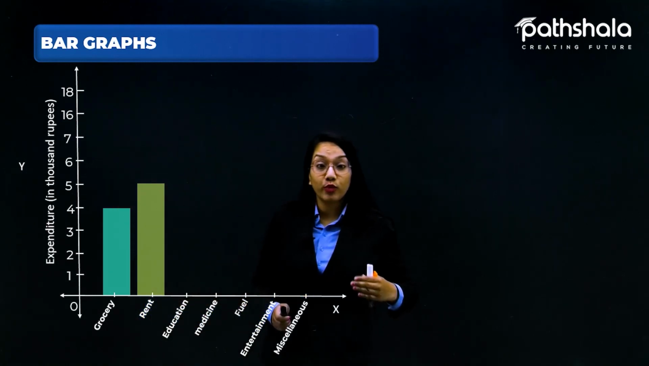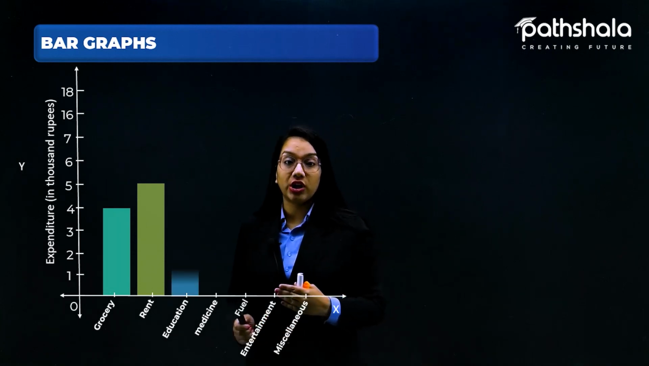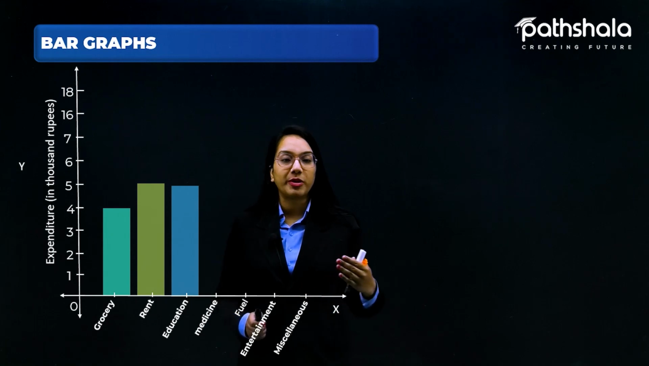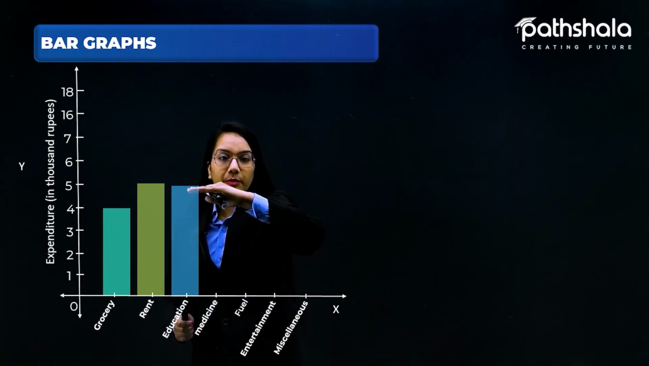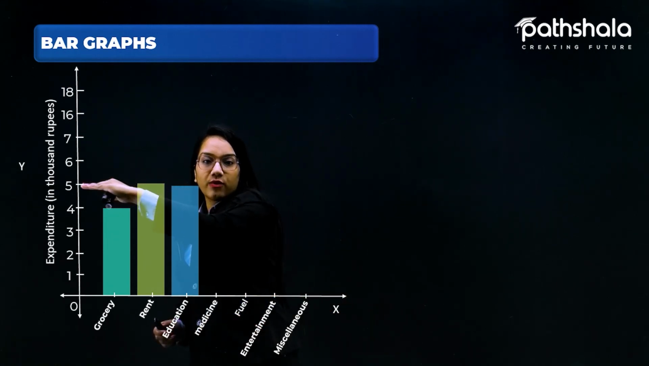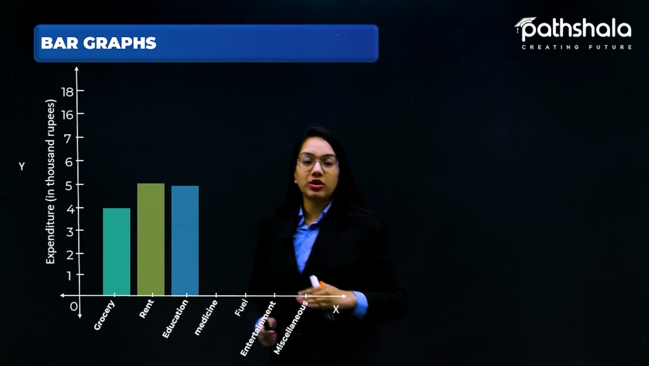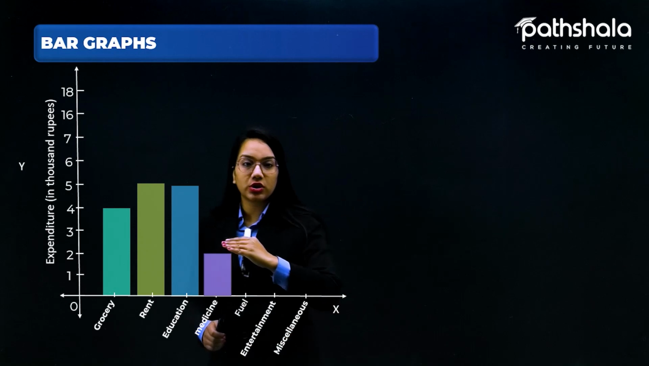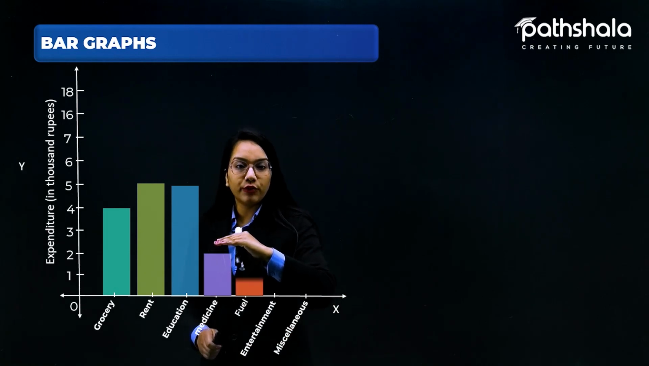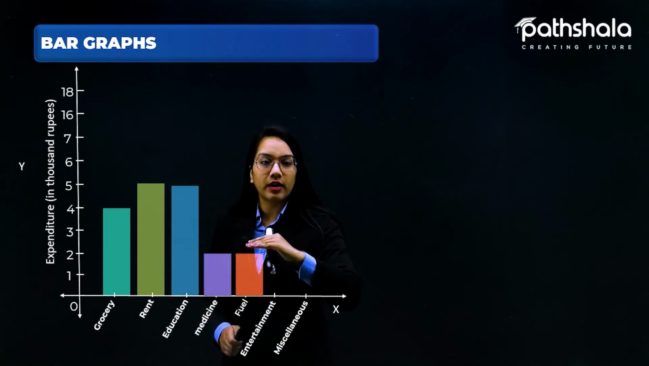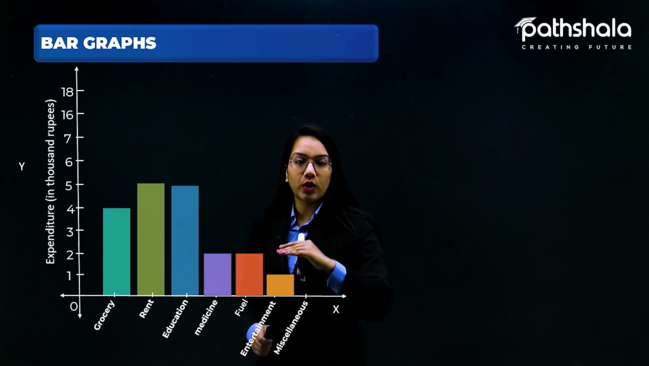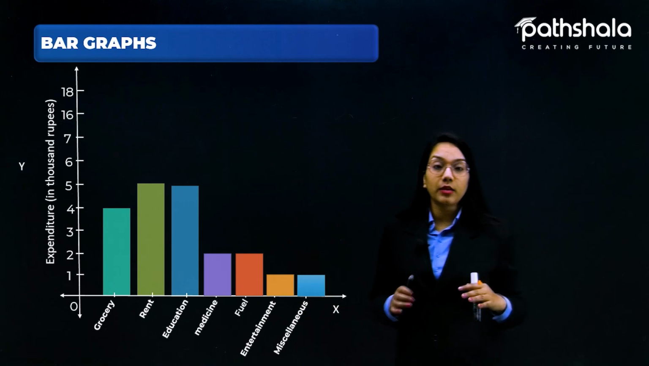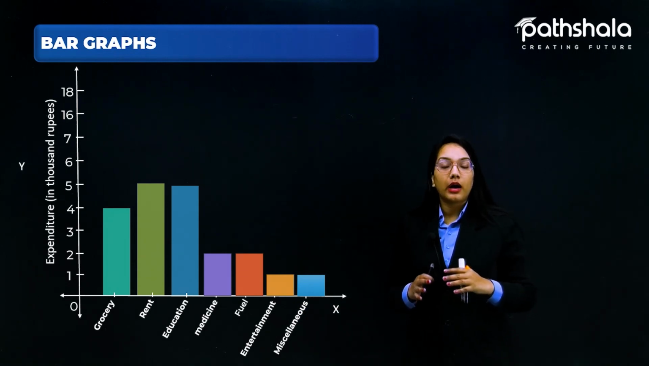As I move further, talking about the education, we have an expenditure of rupees 5,000. So as you can see, it meets up with this 5 over here, which is the expenditure. Furthermore, for the medicine we have 2,000 expenditure. The fuel was also 2,000, and further the entertainment was 1,000, and the miscellaneous was 1,000. So this is the way we can represent a bar graph.